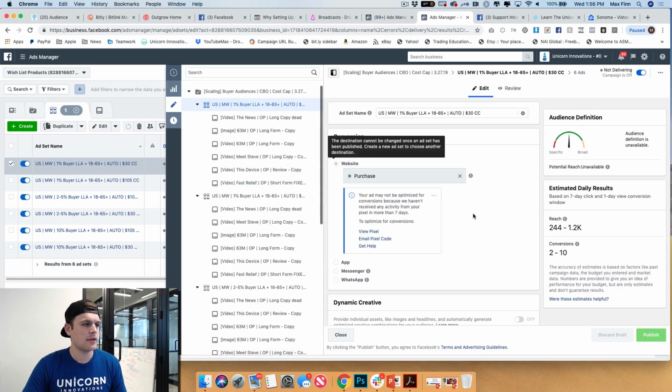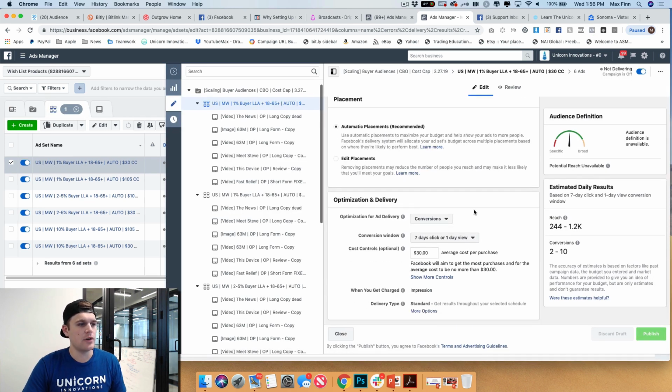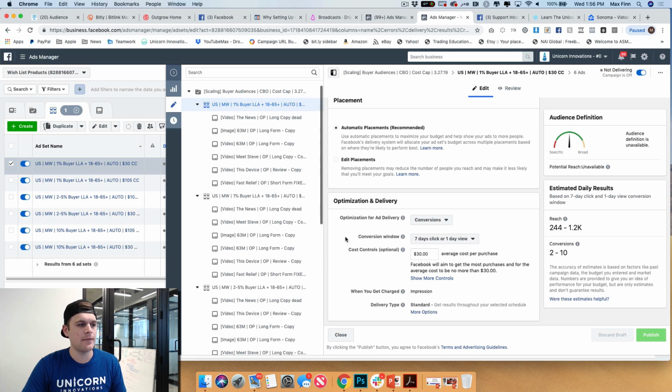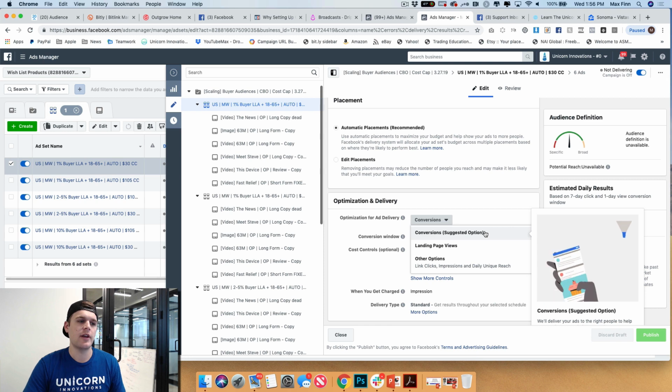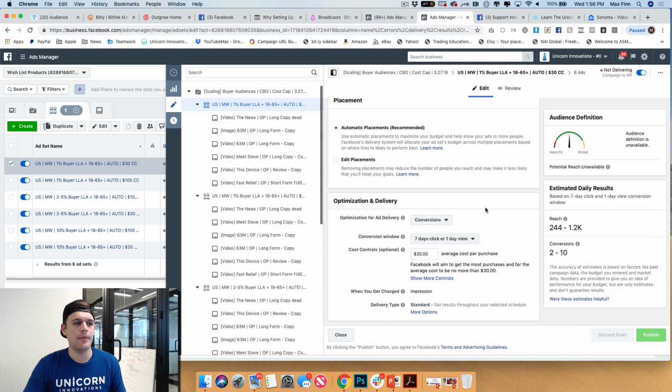So let's go down to the bottom, which is optimization and delivery. This little box at the very bottom. This is where you're telling Facebook, hey, how do you want to optimize the delivery of my ads? 99.9% of the time, you're going to be using conversions as the optimization for ad delivery, right? Then you're selecting your conversion window. This is something that a lot of people ignore. They just leave it as the default 7-day click or 1-day view.